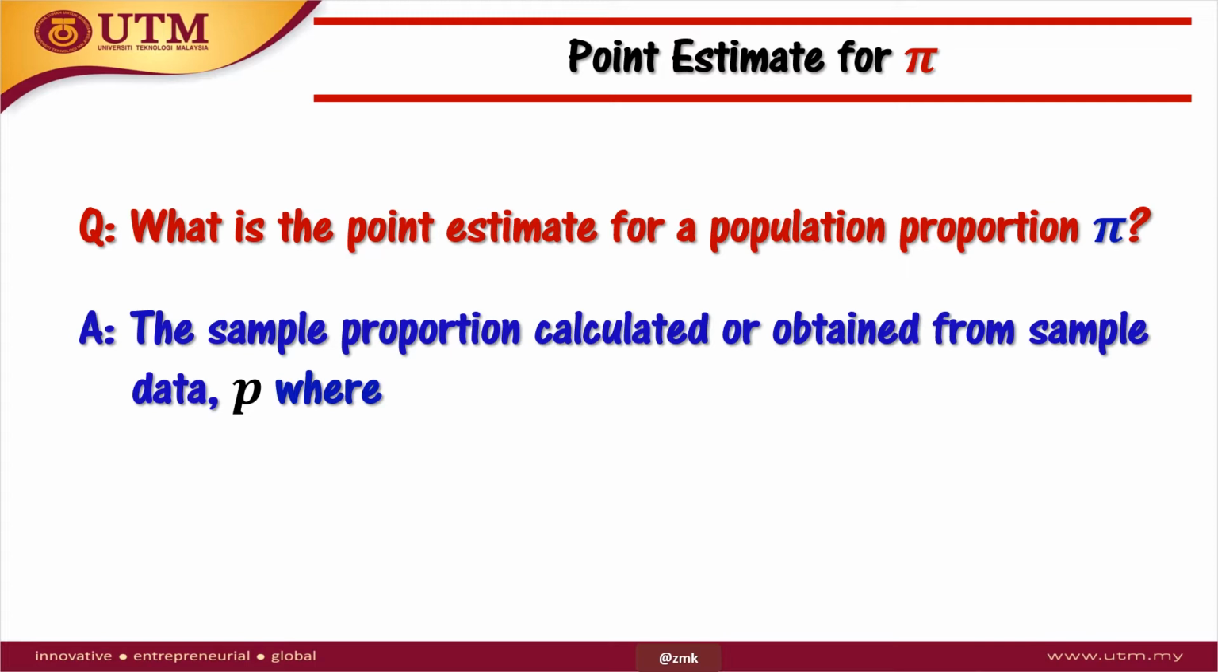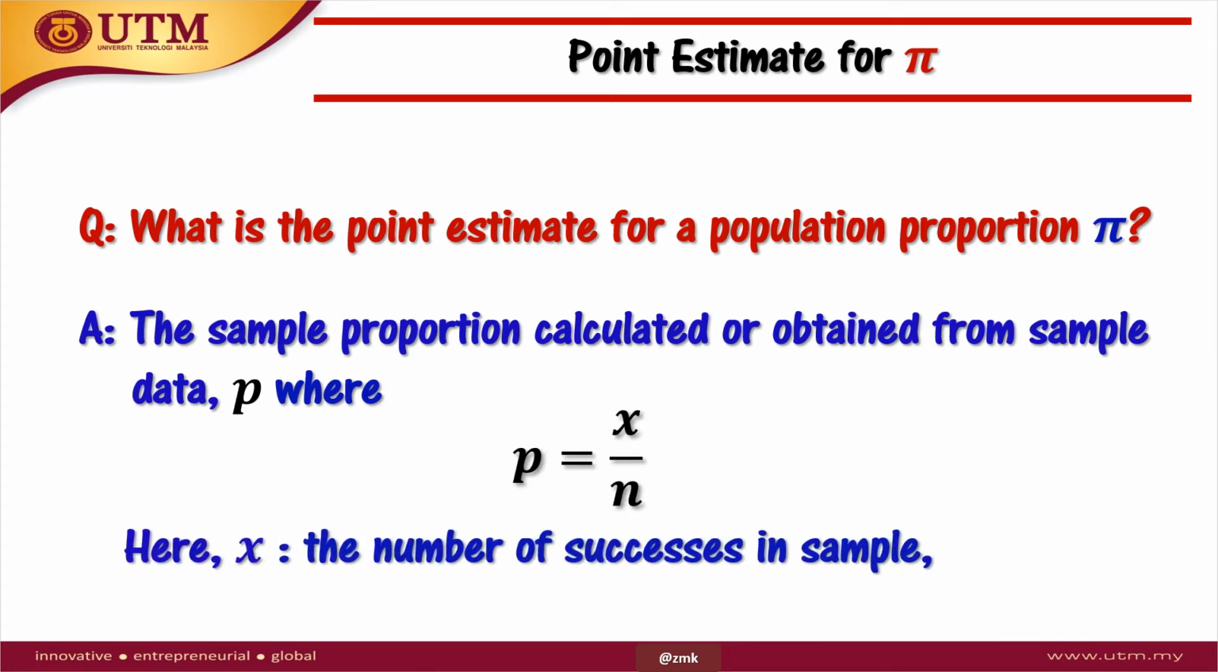We denote the sample proportion using a small Roman letter p, where p is given by x over n, where x is the number of successes or the number of failures in the sample, and n is the sample size.